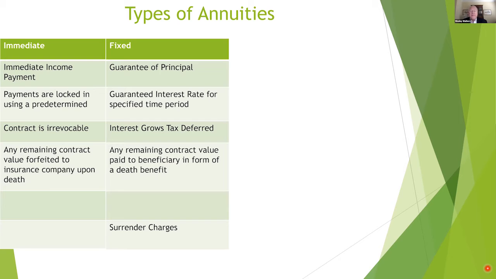So then we have a fixed annuity. This grows at a specific rate for a specific amount of time. As I'm doing this recording, you can have an annuity that'll pay for 5 years at 3.2% compounded per year. And you'll see it grows tax deferred. So instead of issuing you interest every year and reporting it for taxes, this grows and compounds over 5 years without having to pay taxes until the term is up. Any remaining contract value would be paid to the beneficiary upon your death.